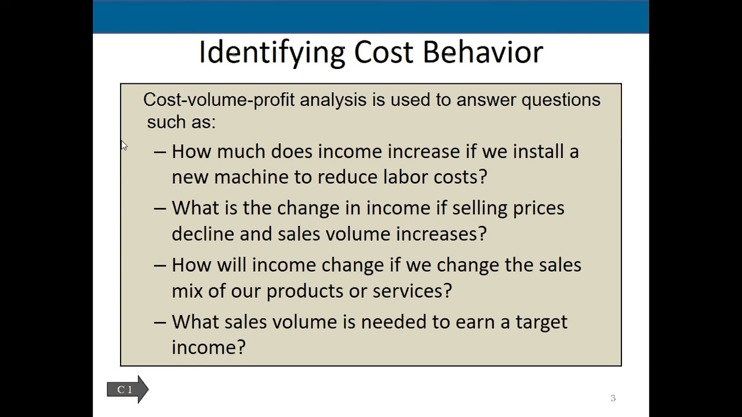Good question. How will income change if we change the sales mix of our products or services? Maybe we'll want to sell a little bit more of B than we do A. And what sales volume is needed to earn a target income? I know what I'm doing, I know how I'm going to spend money, I know I'm going to make money. So how much do we need to sell if we want to earn $100,000?